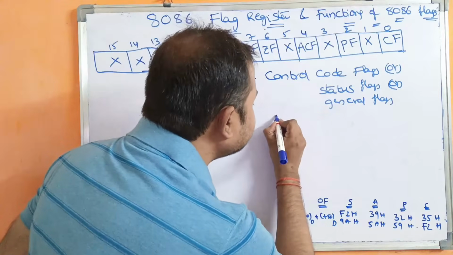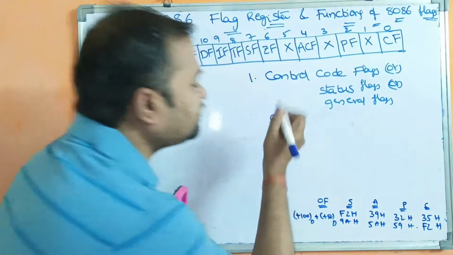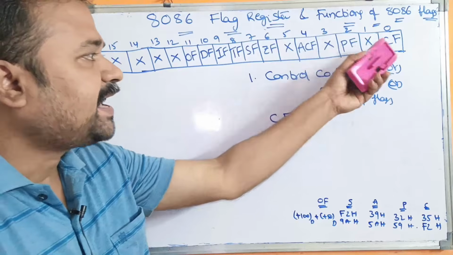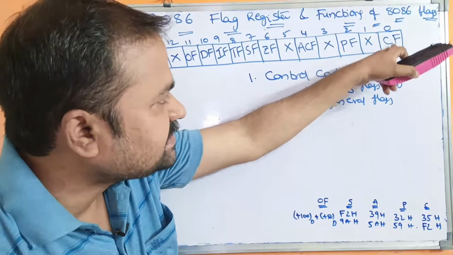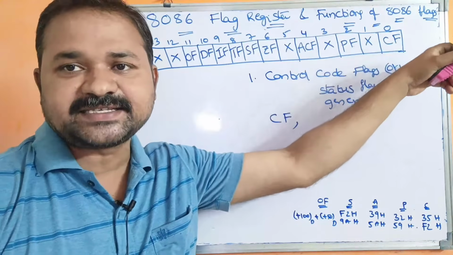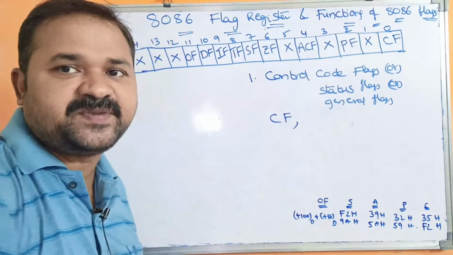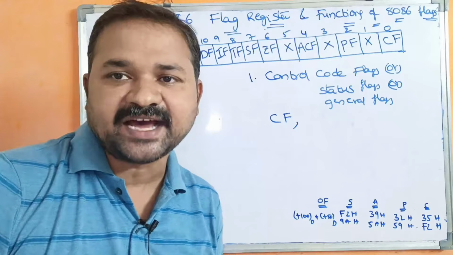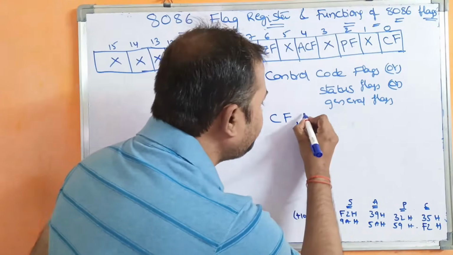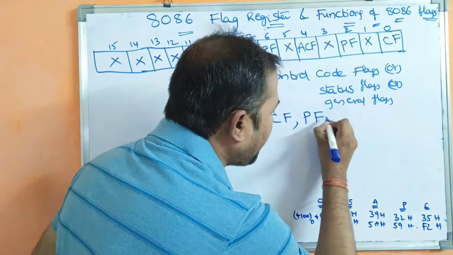The first one is CF. CF stands for carry flag. Here this is the 0th bit. The size is 16 bits, from 0 to 15. The next one is X. X means don't care, so that is an unused flag. What is the second one? PF. PF stands for parity flag.